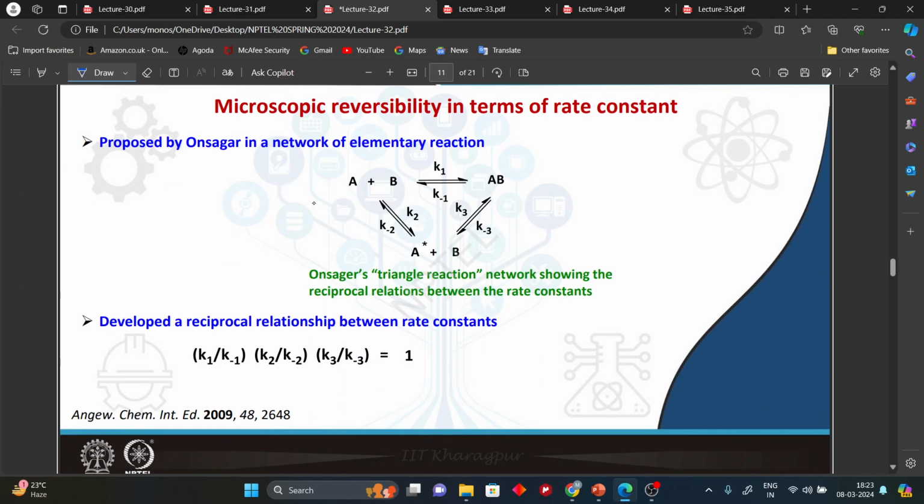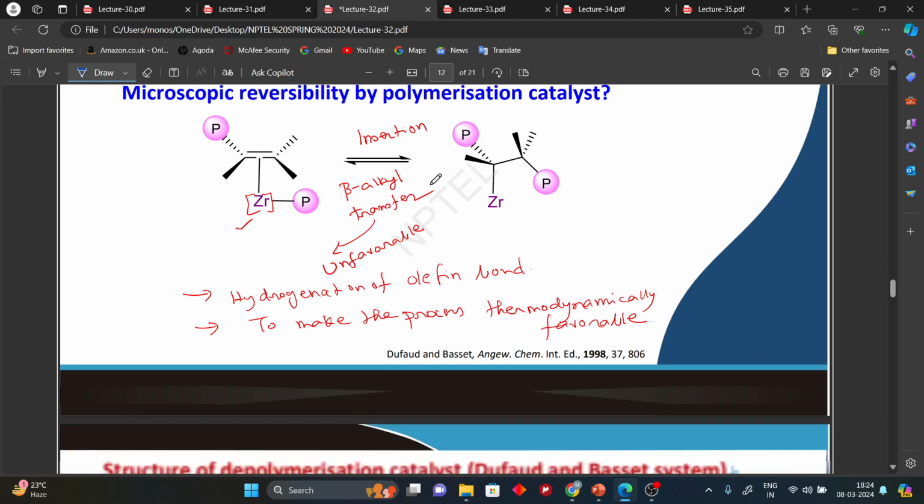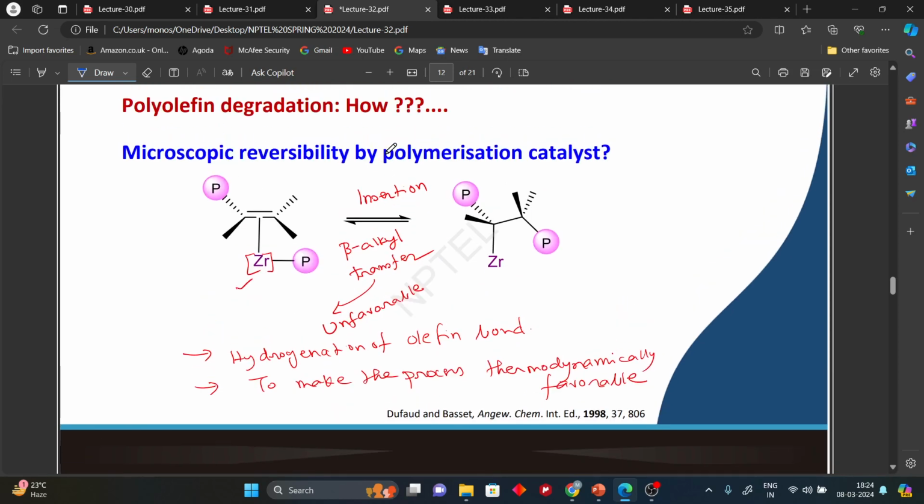In terms of kinetics, if we see this particular equation, A plus B to AB, in equilibrium, you can say this kind of thing is there, and this describes a particular relationship which is reciprocal. So this is the equation for this kind of reversible reaction. Now for polyolefin degradation with catalysts, this particular principle actually applies. So that's why this is explained in that way.